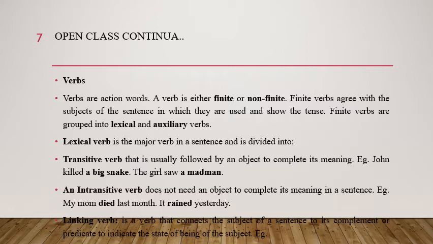For example, John killed a big snake. The girl saw a madman. An intransitive verb does not need an object to complete its meaning in a sentence or a statement. For example, my mom died last month. It rained yesterday. Then a linking verb is a verb that connects the subject of a sentence to its complement or predicate to indicate the state of being of the subject. For example, liars are liars. My daughter is pretty.